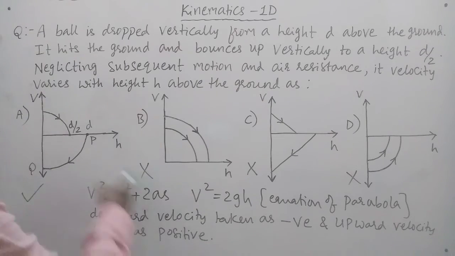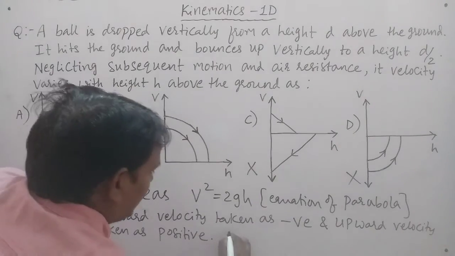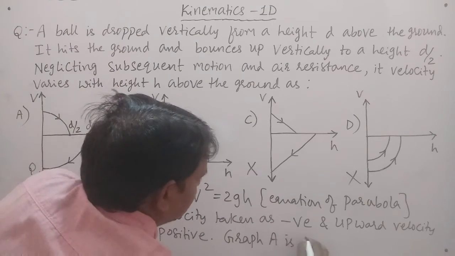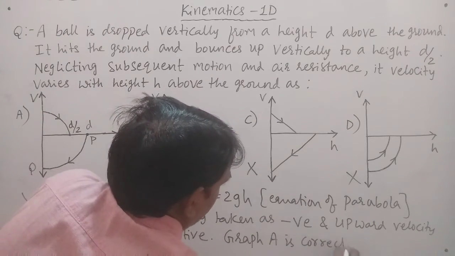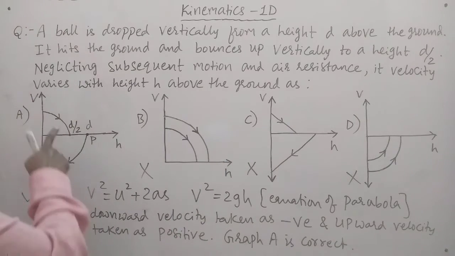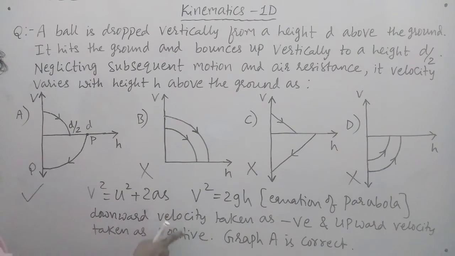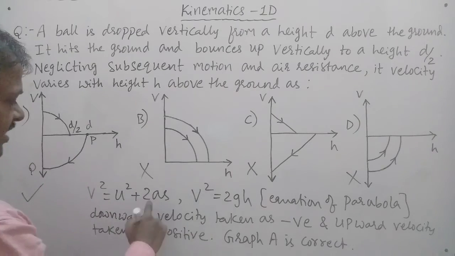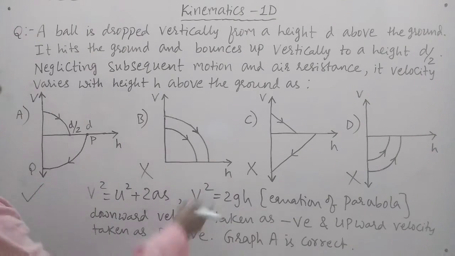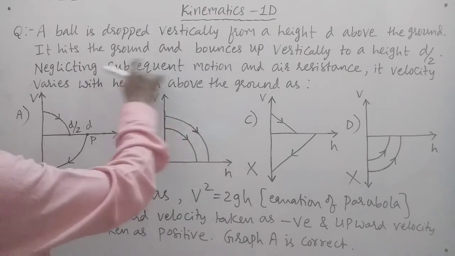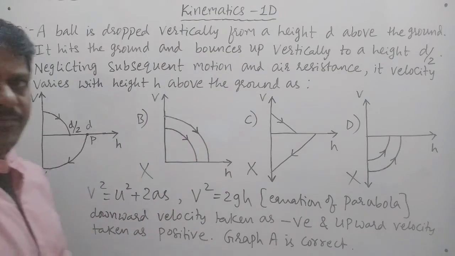Which graph is correct? Graph A is correct. It shows a parabola-shaped graph and it satisfies our conditions and this equation. It gives the complete meaning and obeys all the conditions in the question.